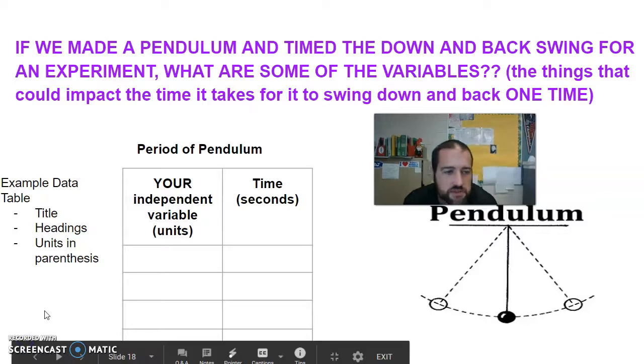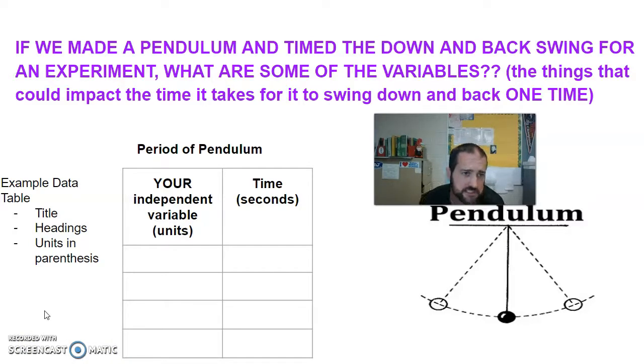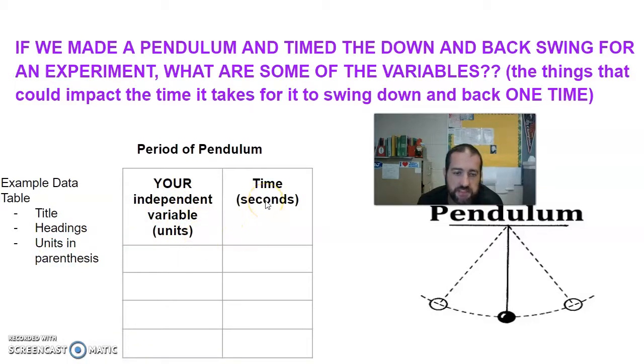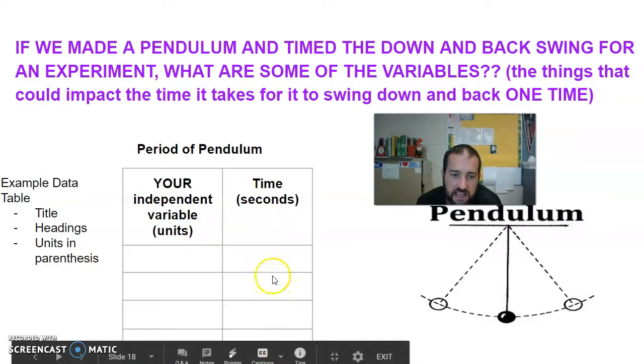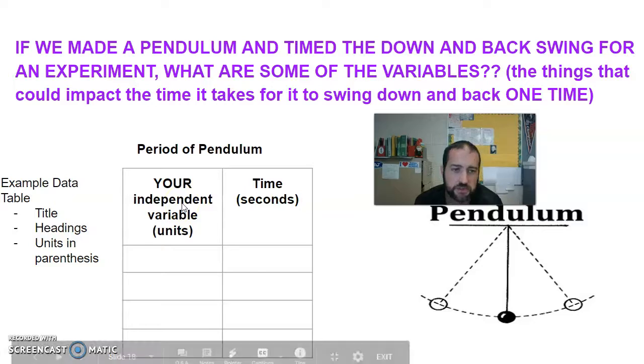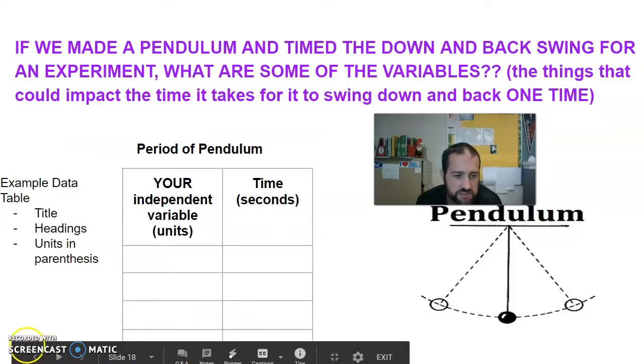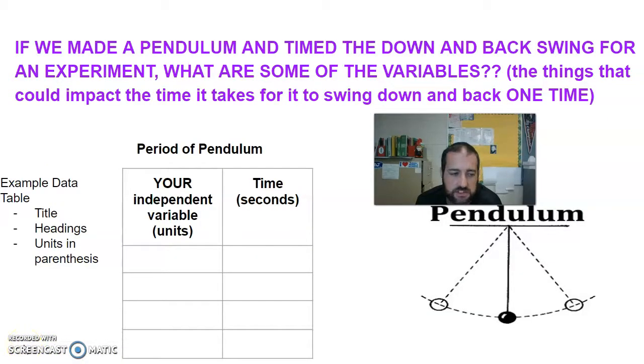Okay, so just a reminder, in this example data table, you want a title, you want your headings, your units, you're going to want in parentheses. Everybody is going to have this column right here, time in seconds. Everybody will be recording that. Your independent variable, you get to choose that. Okay, we'll come to this slide in a second. I'm going to go back. I'm going to show you some examples of pendulums. We'll look at that last slide, and then we'll be back live.